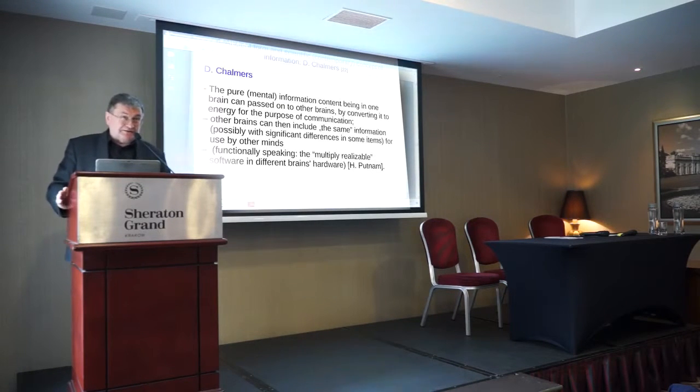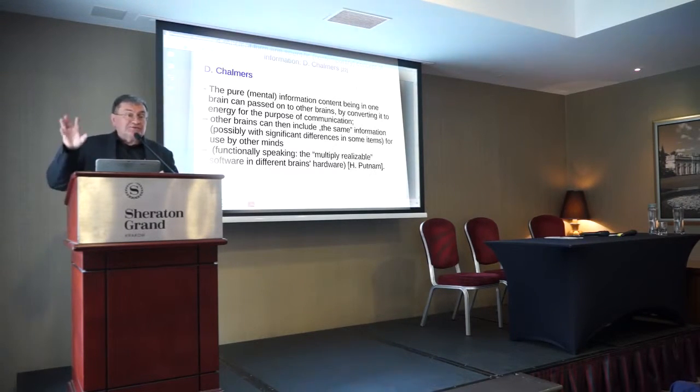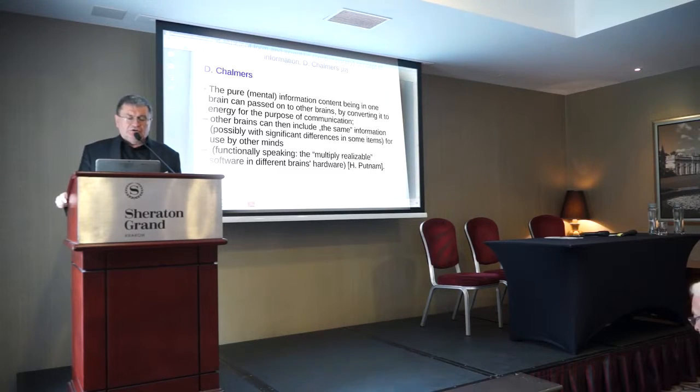The mental information content in one brain can pass to another brain, because there is also every time a question about communication, because we are not alone in the world, and we need to have a language. Language is an institution, a social institution. Communication is going through language. If we are speaking about the pragmatical kind of information, this is also a culture, also a context. It can pass from one brain to another, by converting it into energy for the purpose of communication. Other brains can then include the same information, possibly with significant differences in some items, for use by other minds.